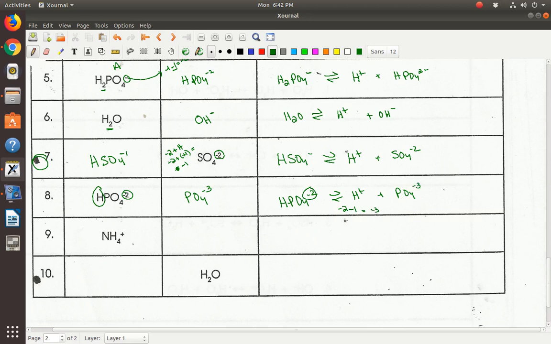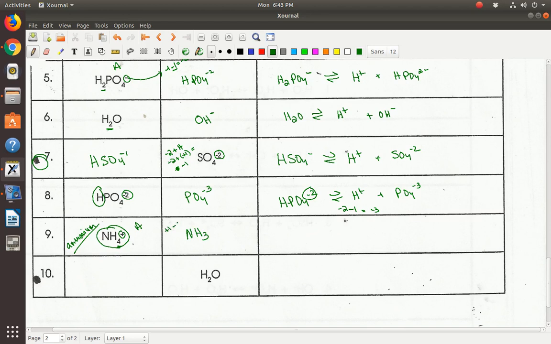A negative 3 charge. All right, and then this is ammonium. It's an ion. Ammonium. It's on your polyatomic ion chart. That's the acid. It has a proton to donate. It has 4 protons. We're only going to get rid of one of them, one of the H's. So NH3. Now, it's a plus 1 charge. Look at that. It's a plus 1 charge.